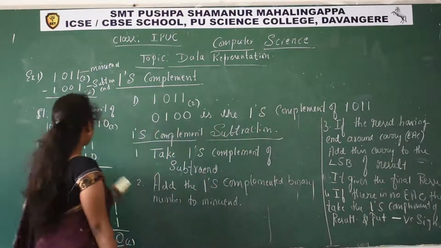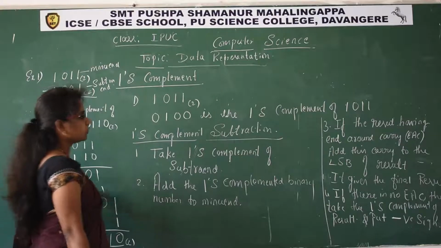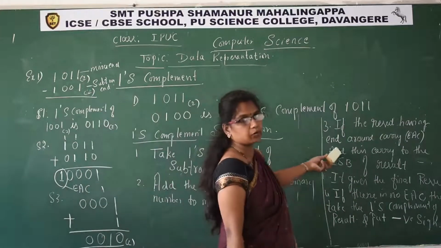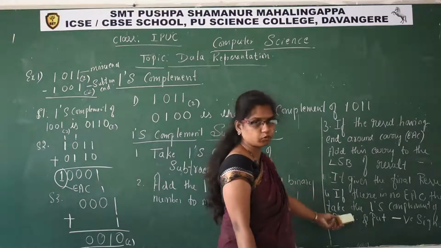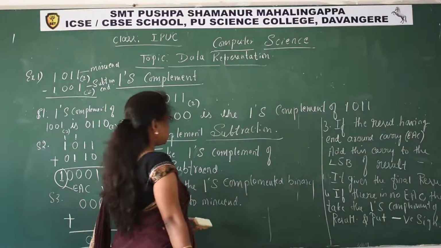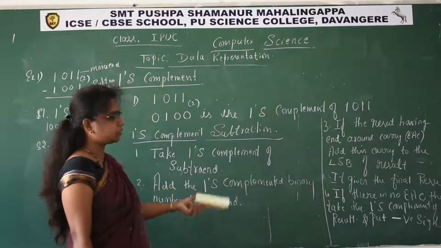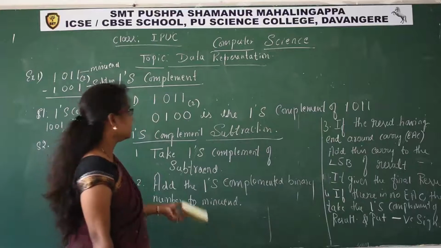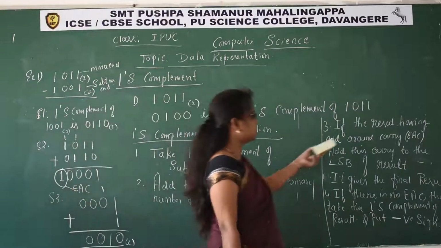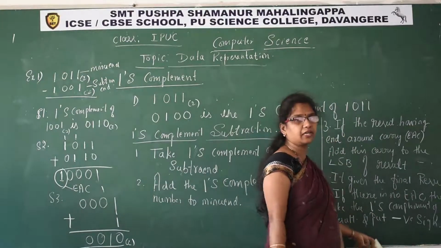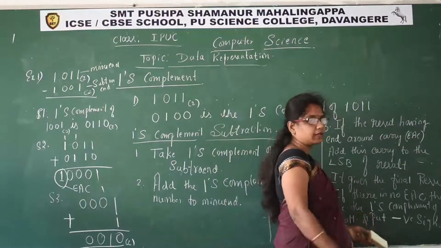So in this example we got end around carry, so I have to apply this step 3 and ignore step 4. These two steps are common whether there is end around carry or not. If there is end around carry, we have to apply this method. If there is no end around carry, we will go for this method.